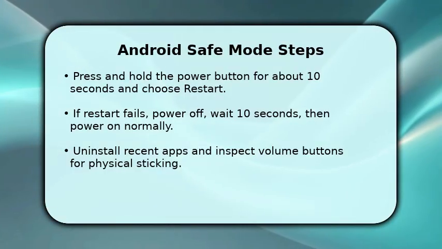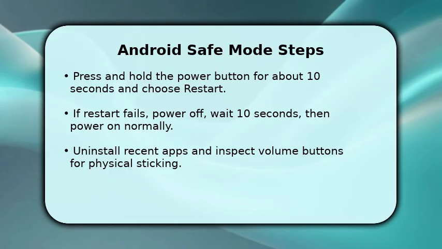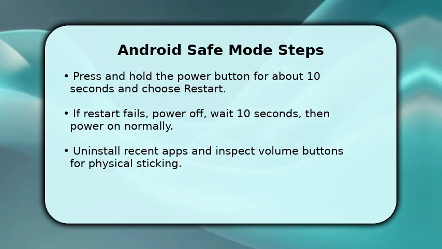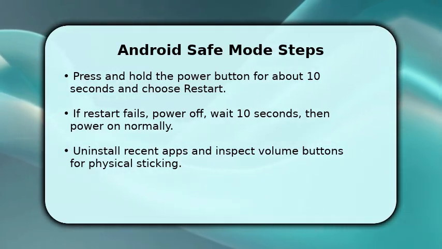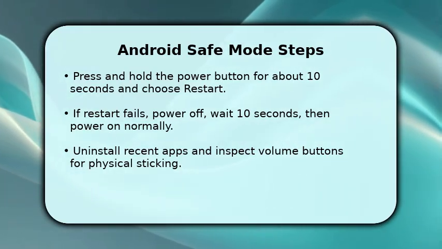On most Android phones, press and hold the power button for about 10 seconds. Choose Restart or Reboot from the power menu and wait for a normal boot. If Restart is not available, power the phone off, wait 10 seconds, then power on normally.